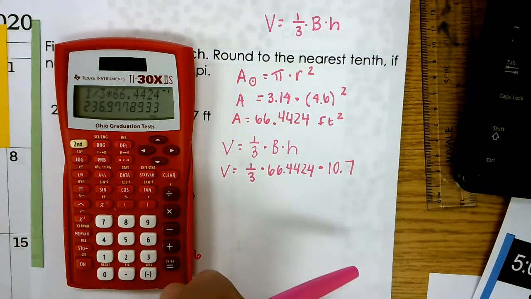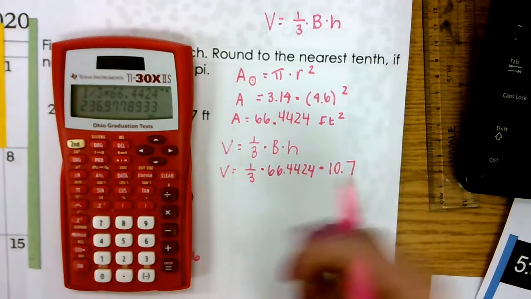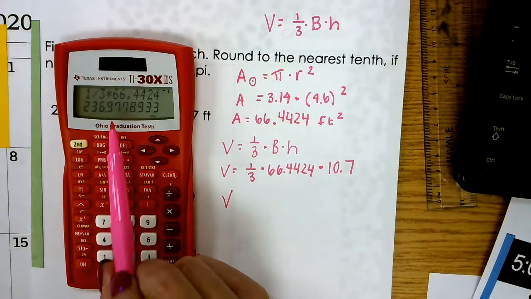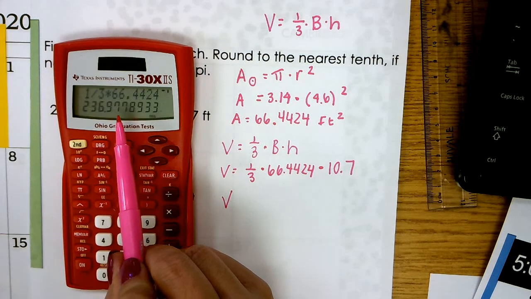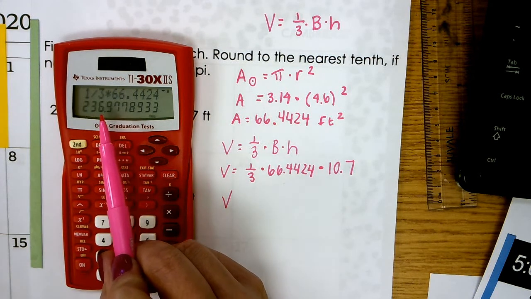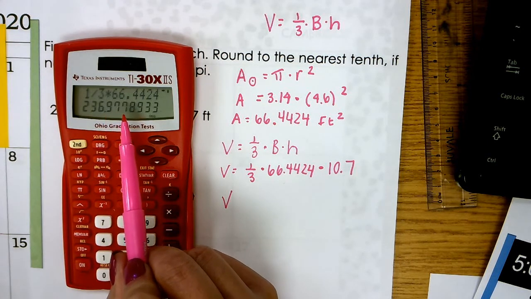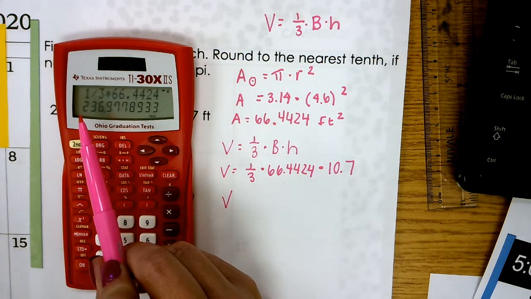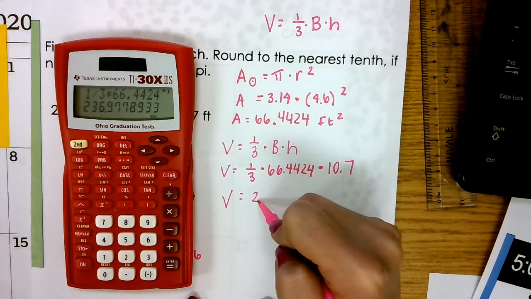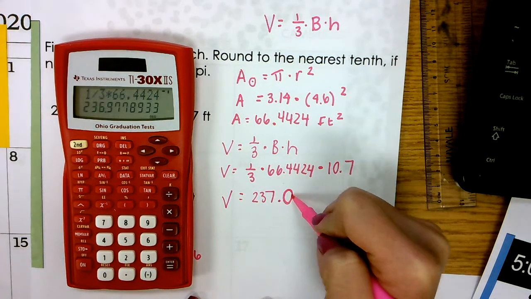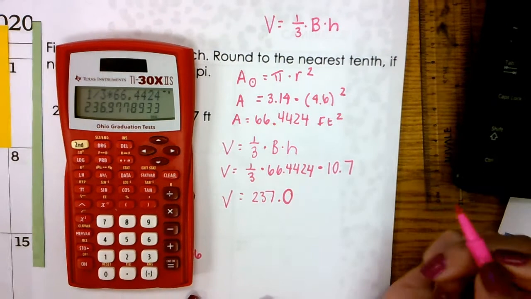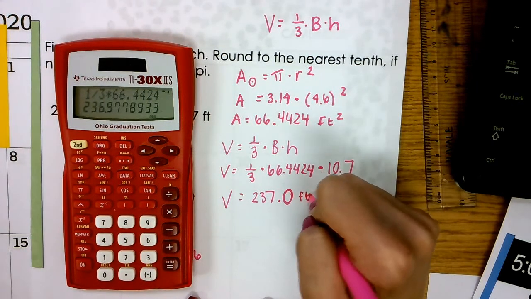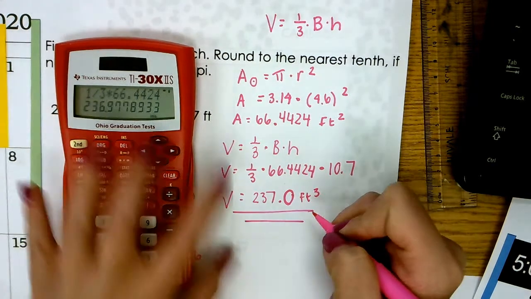So we are going to round it to the nearest tenth before we write it down. So to round to the nearest tenth, we look at the hundredths place. If the number in the hundredths place is 5 or bigger, it's going to round the tenths place up. So you'll see that 7 is bigger than 5. So it's going to round this 9 up to a 0, which would make this 237, so 237.0, because we want to go to the nearest tenth, feet cubed. That would be the volume of our cone.